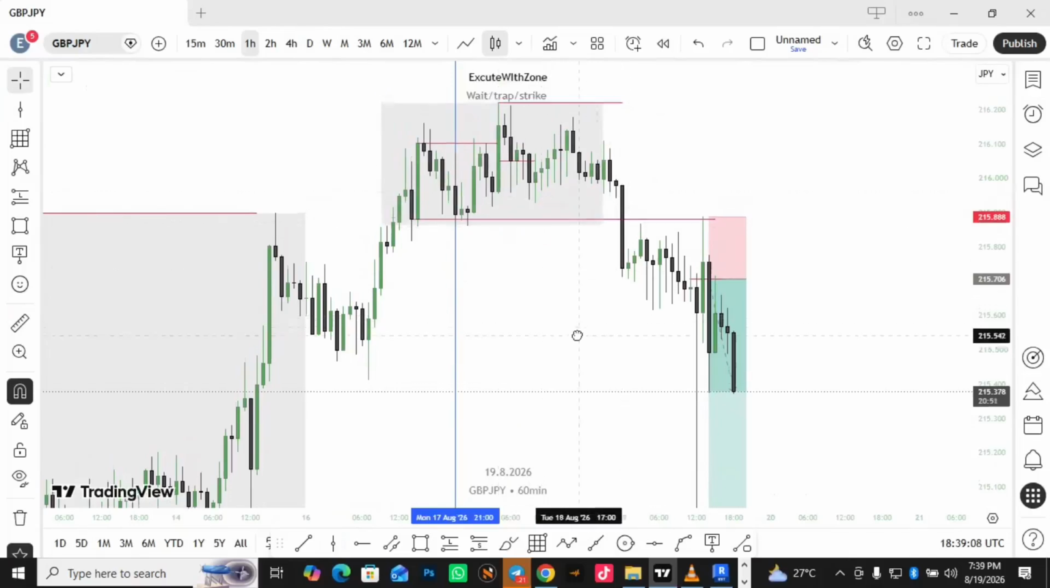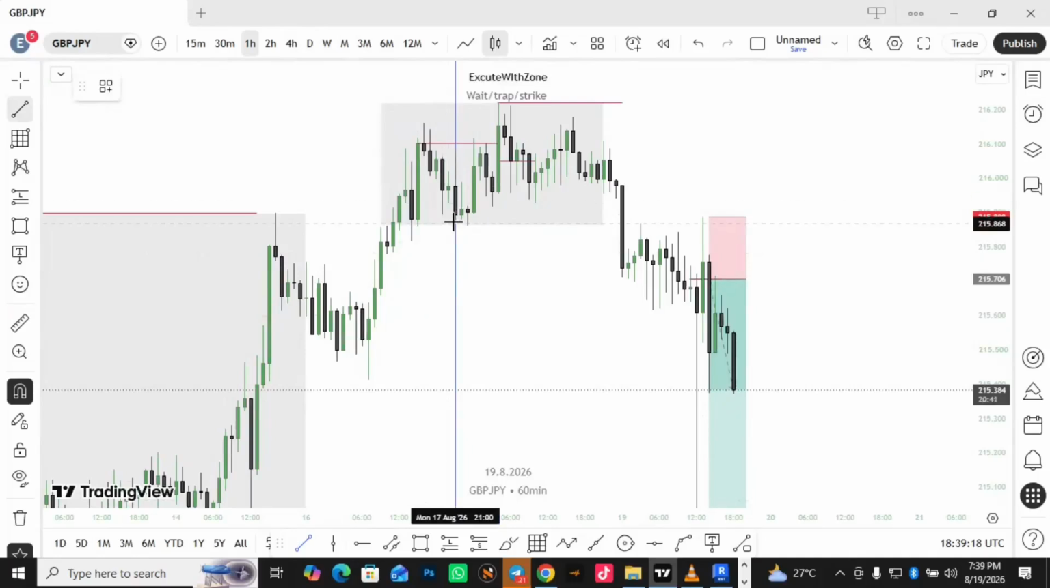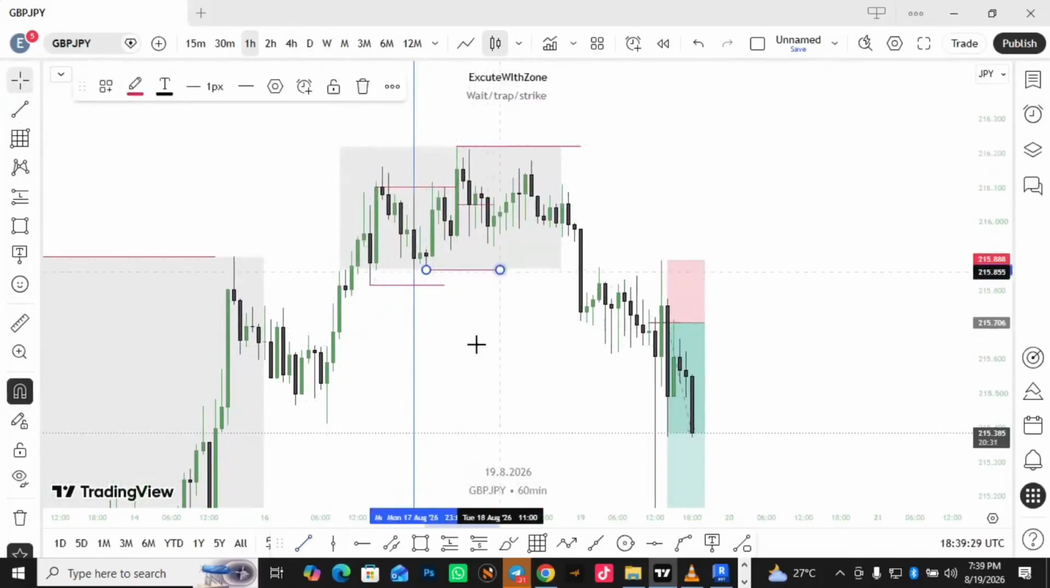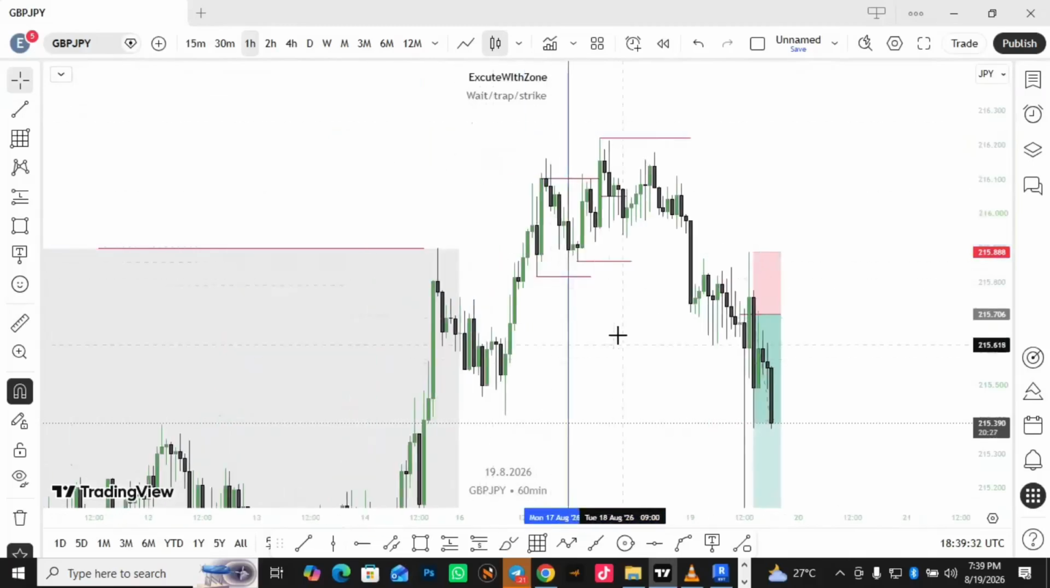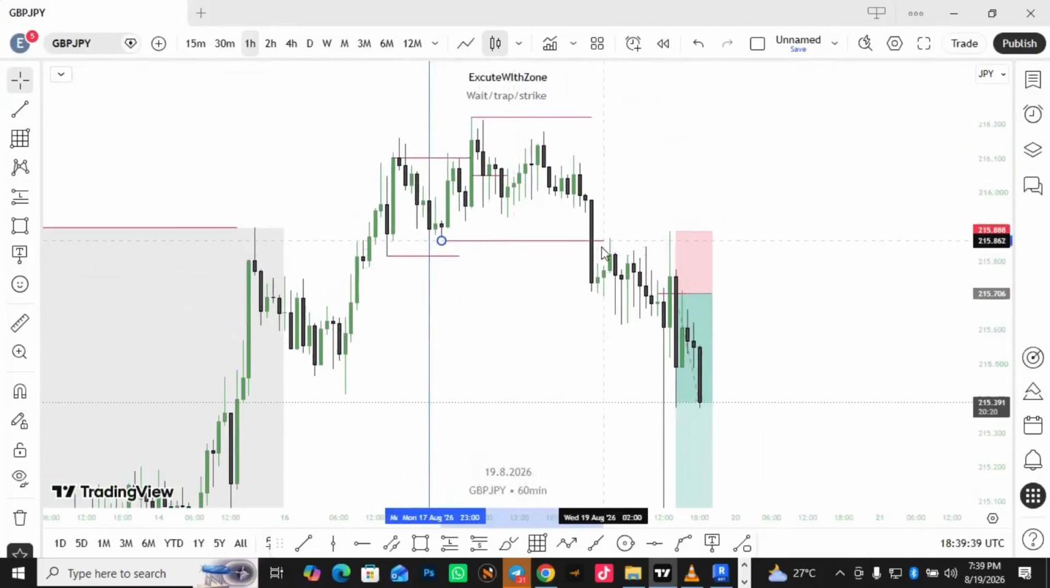So I noticed that price has broken. Let me delete this so it won't confuse us. Since we have this, this is our low, or we can consider this to be our low because this is the low that breaks structure, and this is our high. But we can consider this small one as the low. So I noticed that when I come online around that time, 8 o'clock, 7 o'clock, price has already broken this structure to the downside.